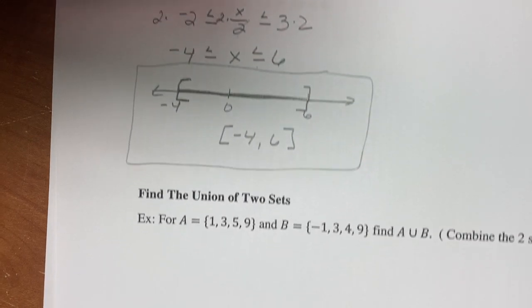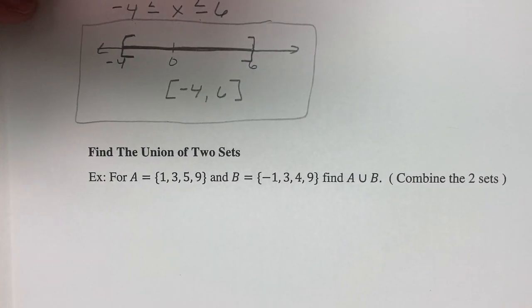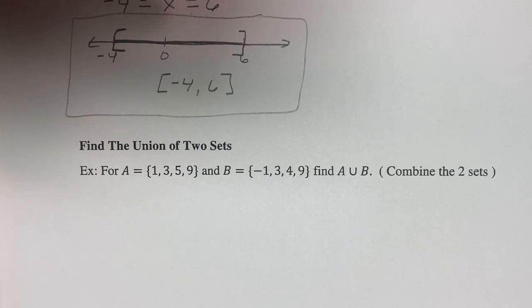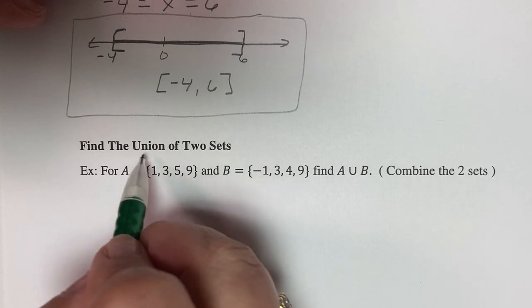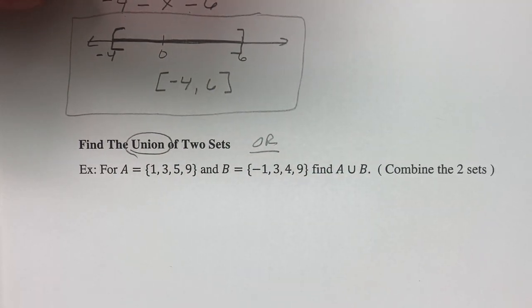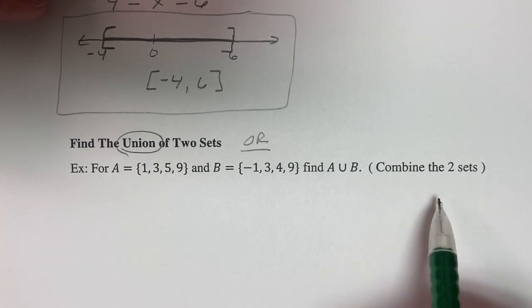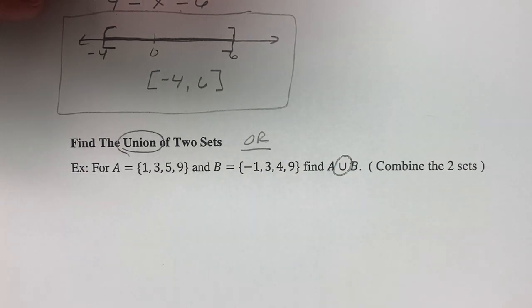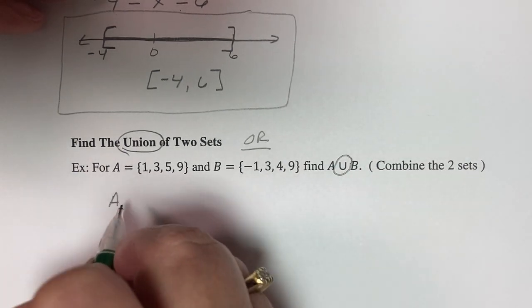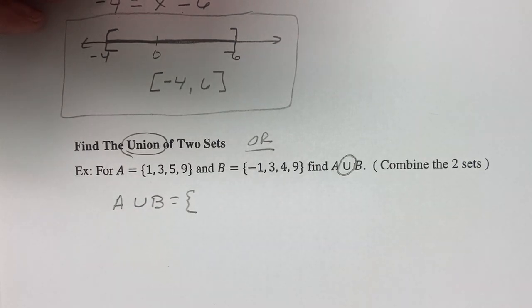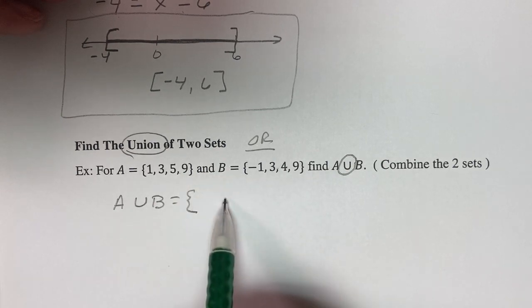Okay, so now we've talked about the and statement. Now let's talk about the or statement, which is our other type of compound inequality. But before we talk about or, we have to talk about union. Union means to unite. You combine the two sets. And the symbol for union looks like a U. So if I want to take set A and unite it with set B, that means I want everything from both sets combined into this one set.